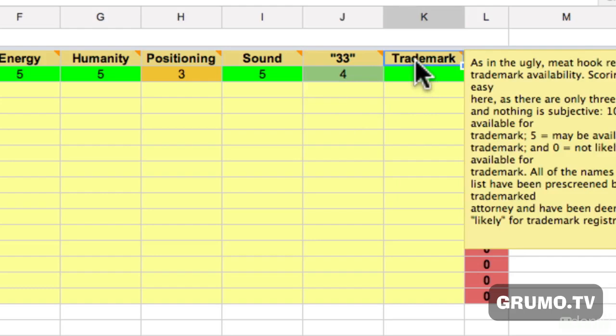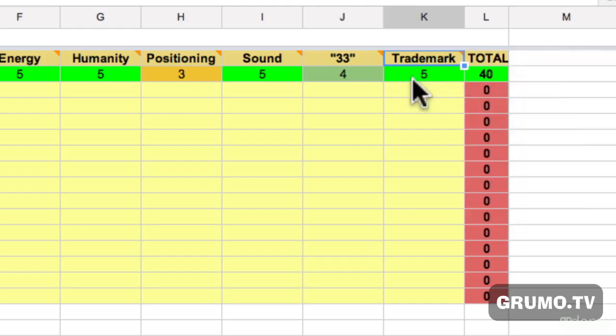Trademark is quite straightforward. Here there are only three options, well, that's how they use it, but let's just simplify it. Trademark is whether you think it's taken. You can do a little bit of research on the trademark database online, and if it's taken, you're in trouble.